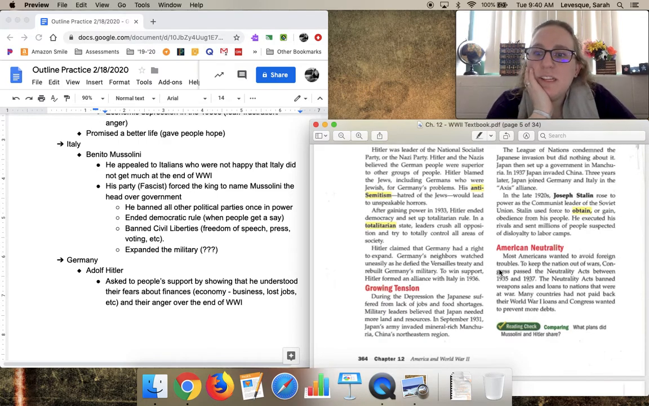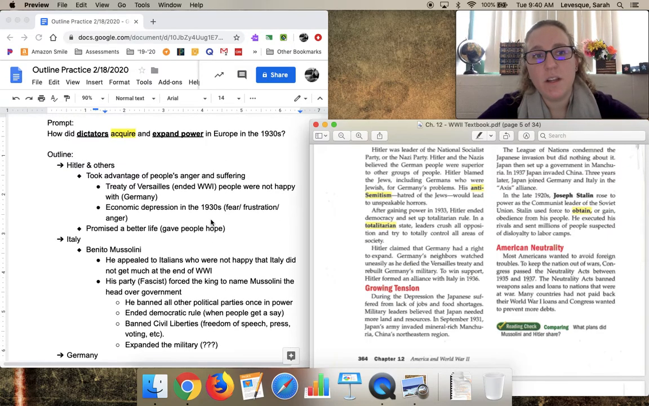Hitler was the leader of the National Socialist Party, the Nazi Party. Hitler and the Nazis believed the Germans were superior to other people. Hitler blamed the Jews, including Germans who were Jewish, for Germany's problems. His anti-Semitism, hatred of Jews, would lead to unspeakable horrors. After gaining power in 1933, Hitler ended democracy.